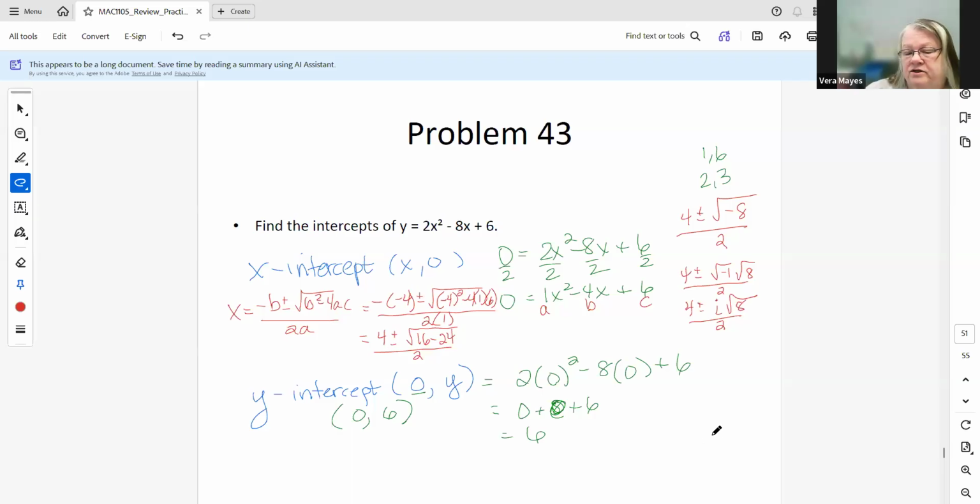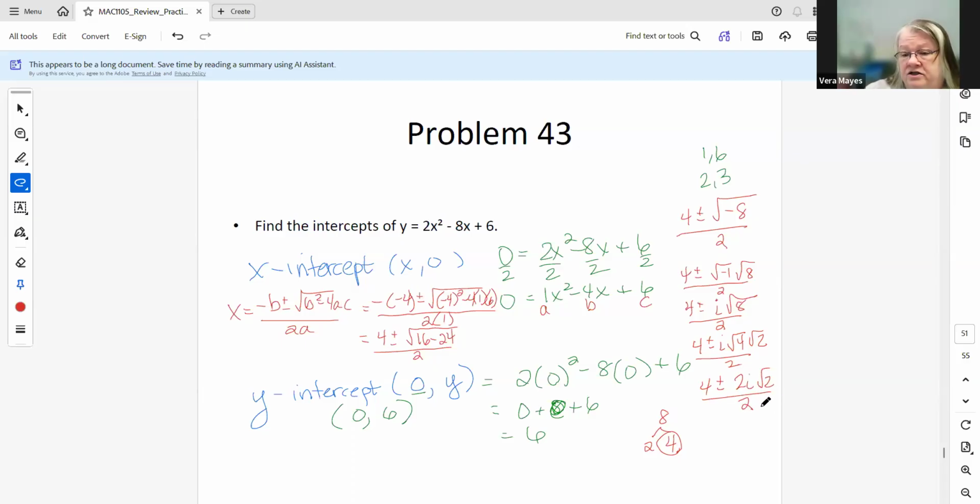I need to break down the square root of 8. So 8 is 2 times 4. 4 has a really nice square root. 2 does not, but I can't factor it any further either. So 4 plus or minus i times the square root of 4 times the square root of 2 all over 2. The square root of 4 is a 2. So 4 plus or minus 2i square root of 2 all over 2.